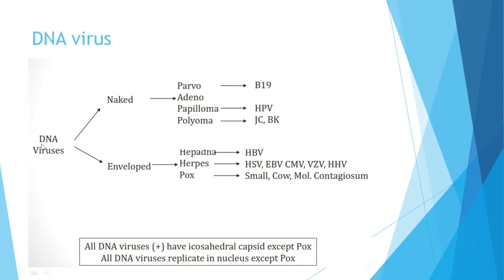Now, DNA viruses can be either naked or enveloped. The examples of naked viruses are parvovirus, adenovirus, papillomavirus, and polyomavirus. The examples of enveloped viruses include hepadnavirus, the herpesvirus family, and poxvirus. All DNA viruses have an icosahedral capsid except poxvirus, and all DNA viruses replicate in the nucleus except poxvirus.